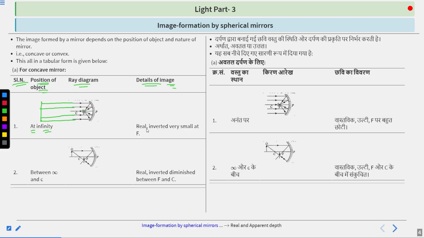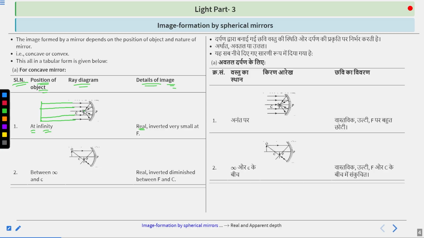So if we go by the details of the image, first we will get a real image. Why real? Because I have told you in the previous lecture also, if the image is forming before the screen, then the image is real. If the image is forming beyond the screen, that is not real. That is the virtual image.